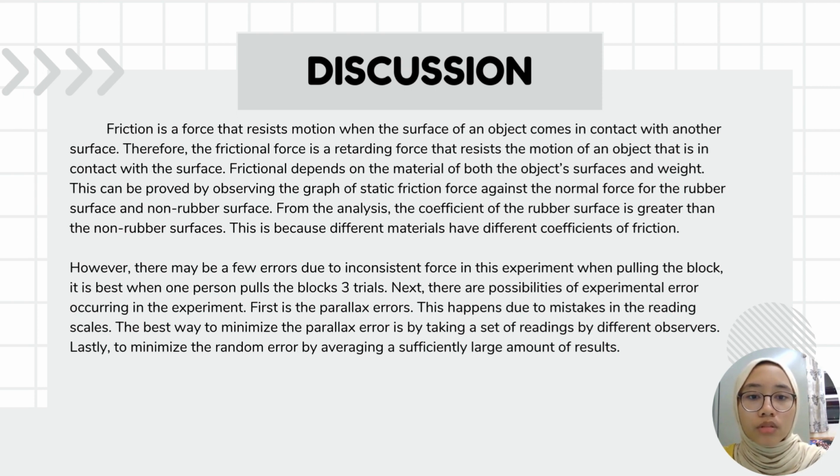Next, there are possibilities of experimental error occurring in the experiment. First is the parallax error. This happens due to a mistake in reading the scale. The best way to minimize the parallax error is by taking a set of readings by different observers. Lastly, to minimize the random error, average a sufficiently large amount of results.